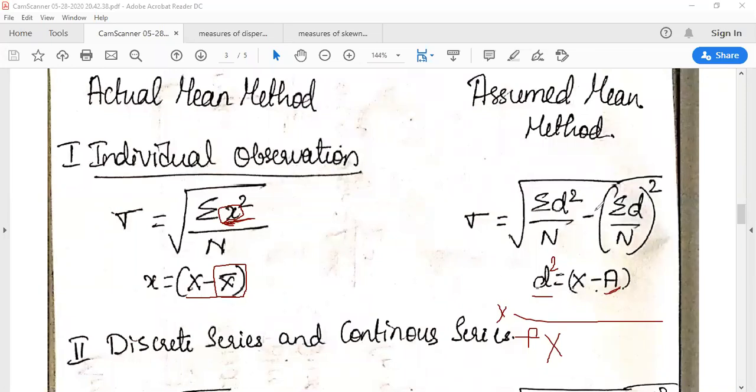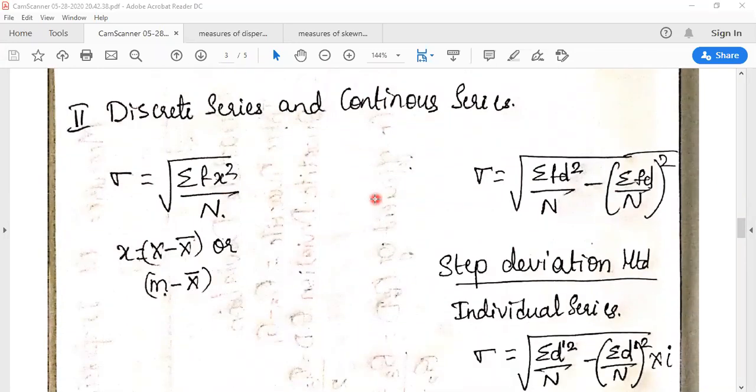So the formula for the assumed mean method goes like this. Standard deviation is equal to square root of summation d square by n minus summation d by n whole square. Under assumed mean, this is the formula which we will consider. This is for individual observations. Now going on further to the discrete and continuous series. In discrete and continuous series, there are three methods. First one is actual mean method, next is assumed mean method, and we have an extra method, that is step deviation method.